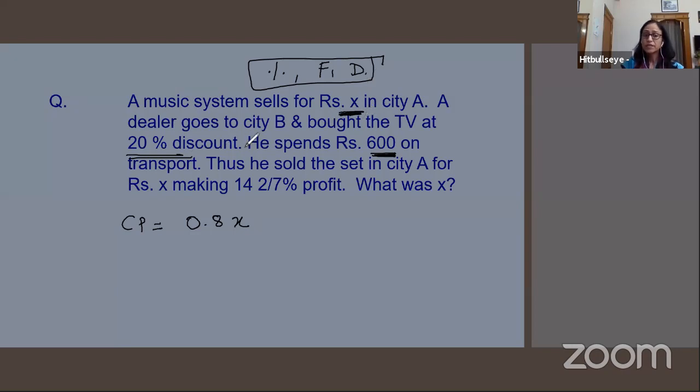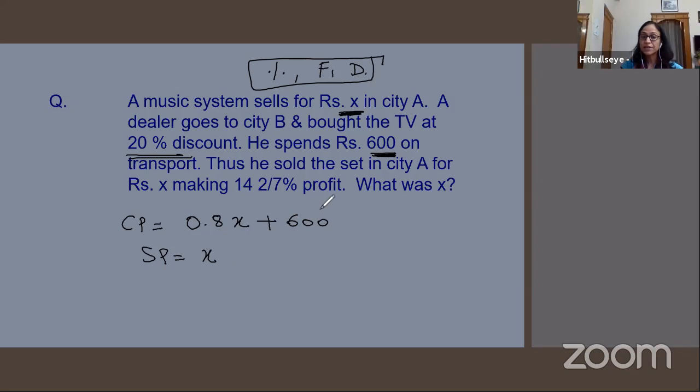So 20% discount you got on X. So obviously you paid 80% of X. That means you paid 0.8 of X. But you also spent 600 rupees on your transport. So this is your cost price. When you came back to the city, you sold it at rupees X. So selling price is already decided as X.